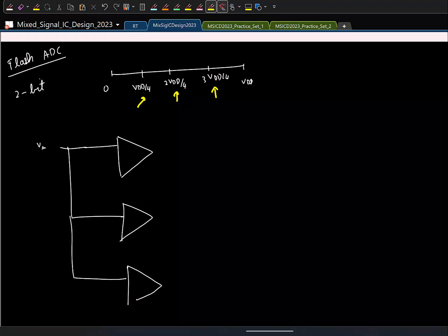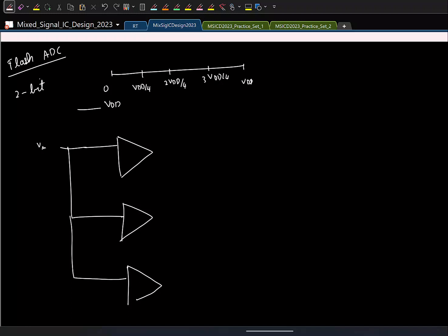So how can I generate it from a single supply VDD? We can put a resistive divider with all equal resistors. I'll put something like this. Okay. This will go here, this will go here. So for a 2-bit ADC, how many comparators we need? 3. In general, if I have an n-bit flash ADC, how many comparators I'll need?